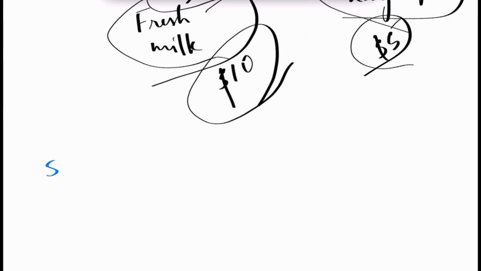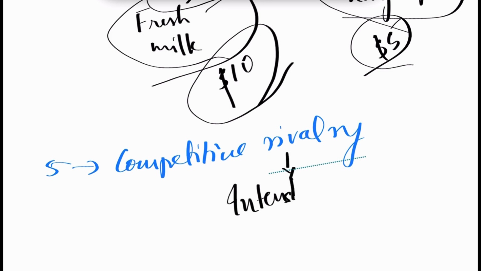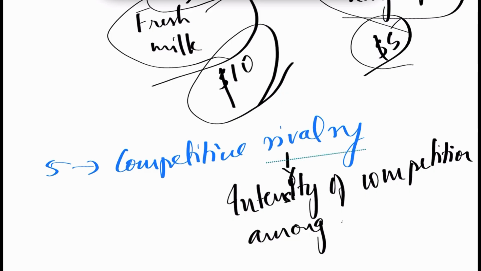Then fifth one, competitive rivalry. Competitive rivalry means intensity of competition among existing companies in an industry.